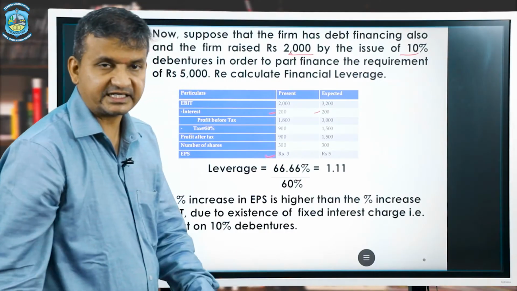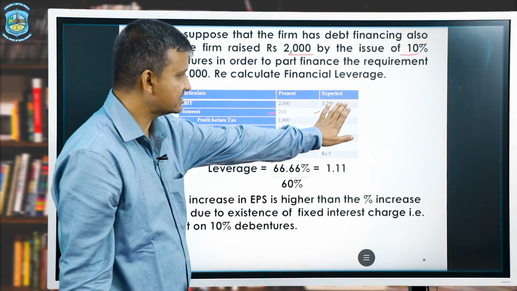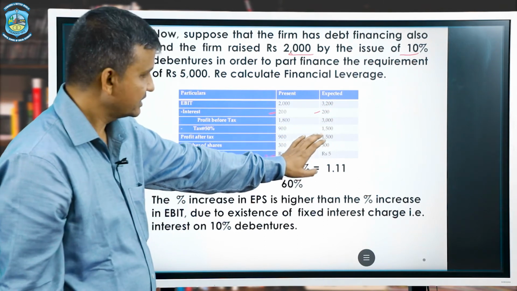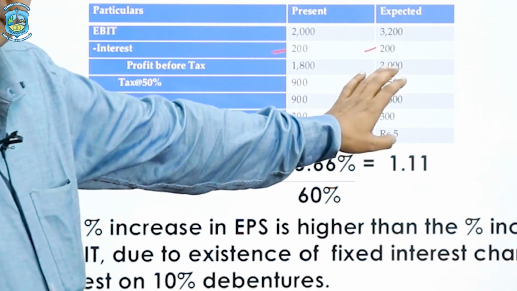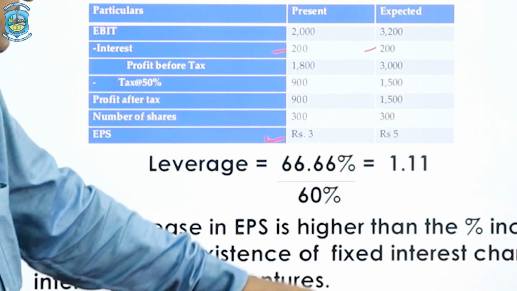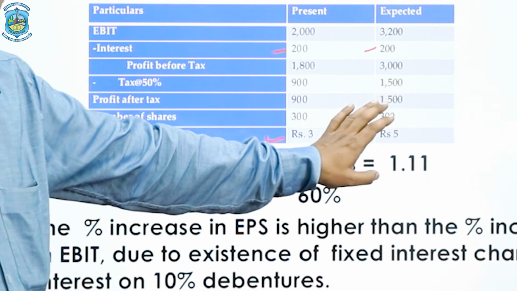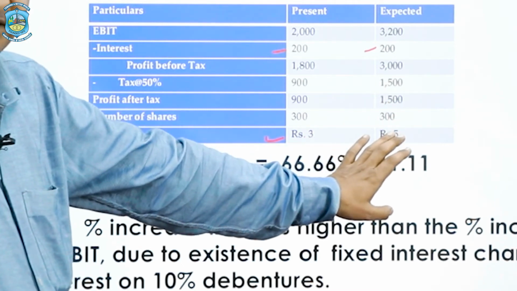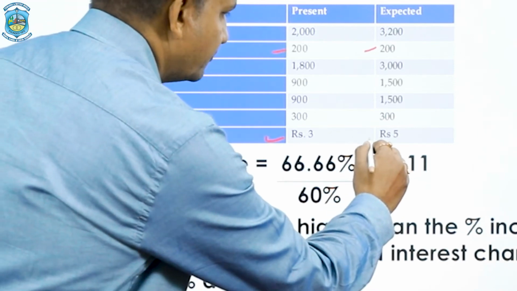In the expected case, we have 3200 as the expected EBIT, then we have 200 for interest component. So profit before tax comes to 3000, then 50% tax, that gives 1500, then 1500 remains, that is profit after tax, then that divided by 300 and the EPS comes to rupees 5.